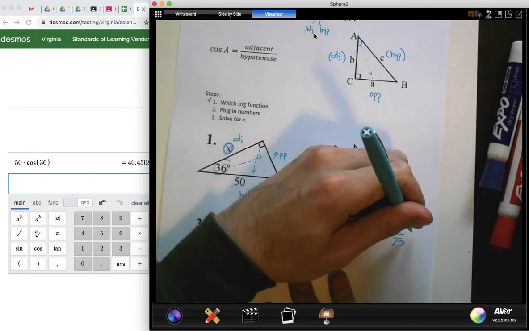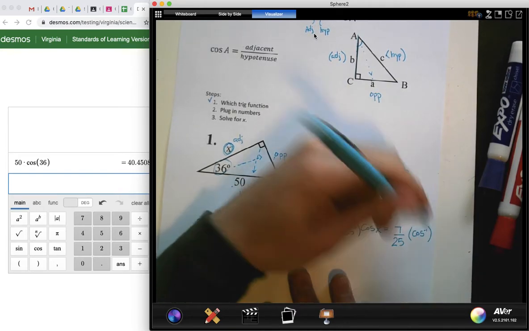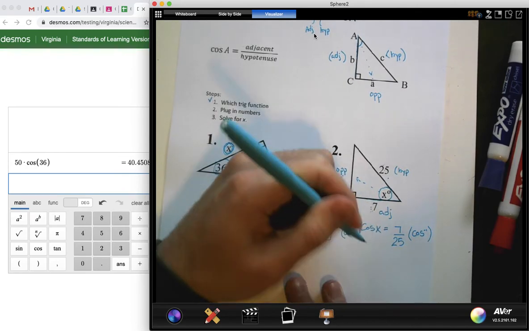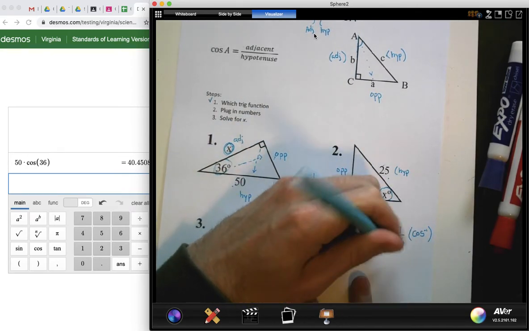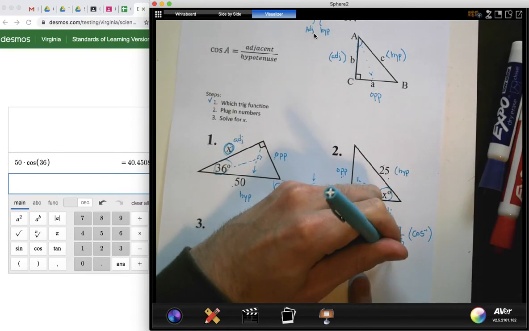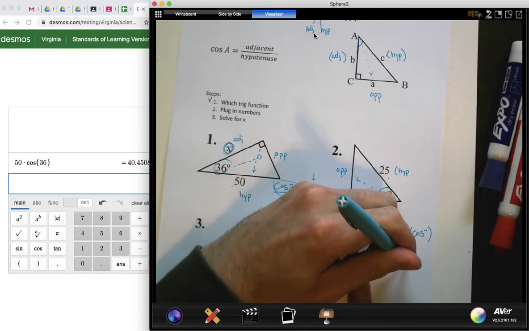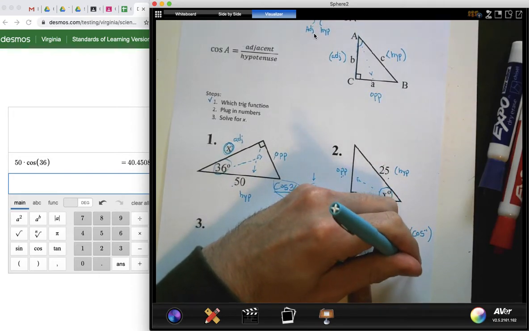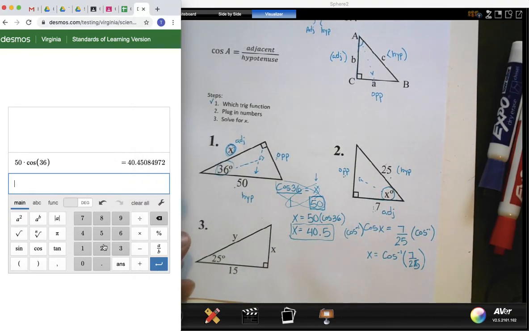So I'm going to multiply both sides by cosine inverse, so that way I'm only left with an x on this side. So I'm going to say x is equal to, it's always helpful to pull the cosine inverse out front, of 7 over 25. Oops, not 22, 25. Okay, so let's see what that comes out to. So let's go over to our scientific calculator. I'm going to clear this out.